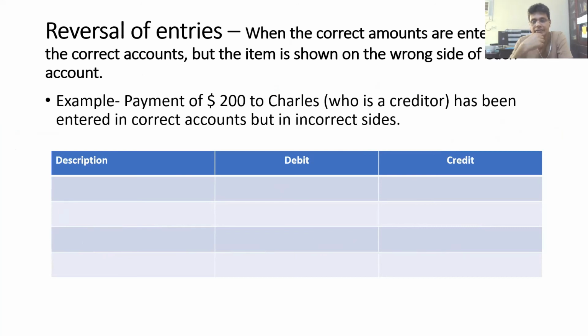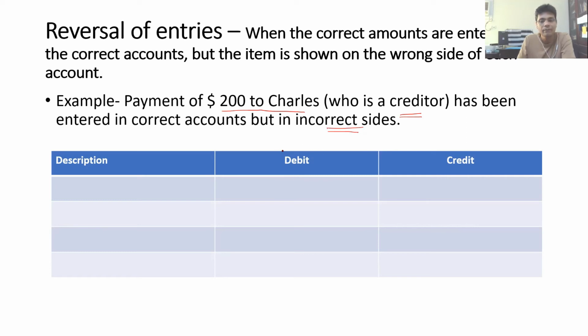Reversal of entries. So when the correct amounts are entered in the correct accounts, but the item is shown on the wrong side of the account. Okay, what does it mean? Read the question. Payment of $200 to Charles, who is a creditor, has been entered in correct accounts but in incorrect sides.